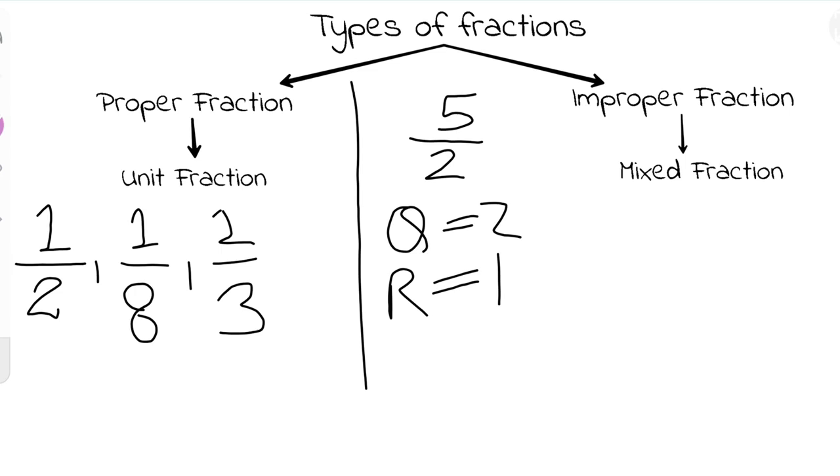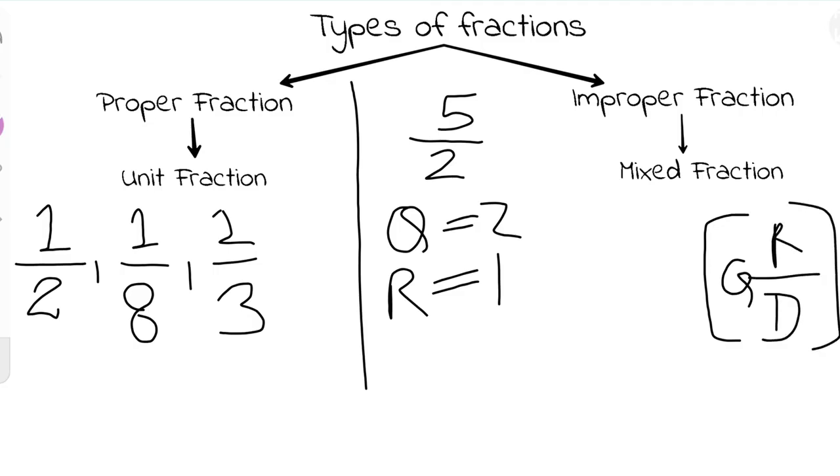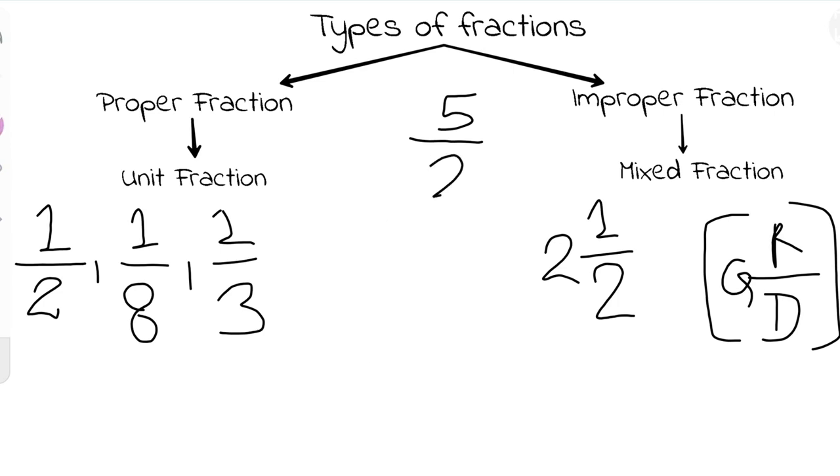Now, the mixed fraction is written in the form like quotient, remainder upon denominator. Okay, quotient will be written in the center, then remainder will be the numerator and the denominator will be the denominator only. Okay, it will be same. So in this case, the quotient is 2, so 2 we will write here. The remainder is 1, so 1 we will write here, and the denominator is 2, so 2 we will write here again. Okay, so 5 by 2 can be written as 2 1 by 2. It is read as 2 1 by 2.